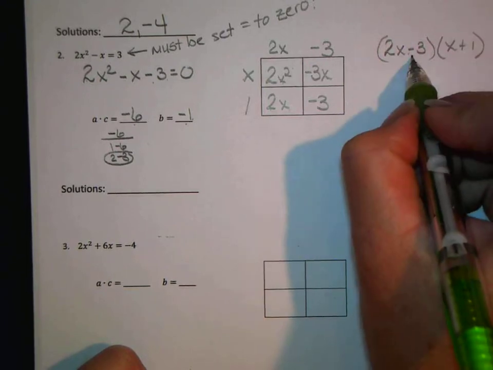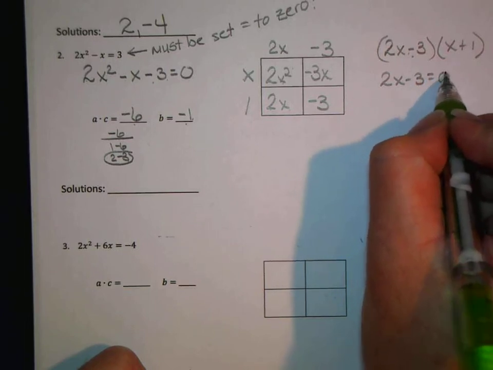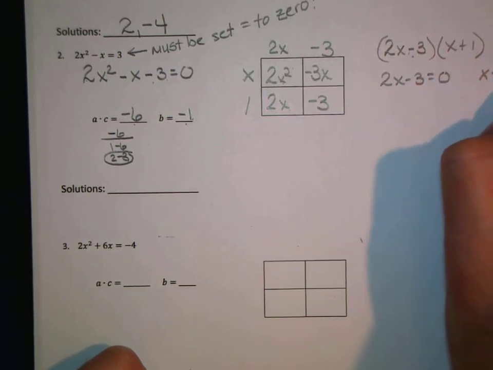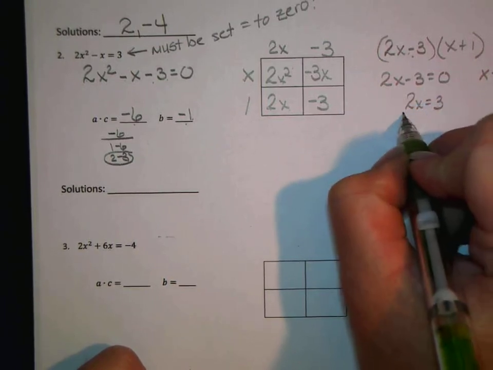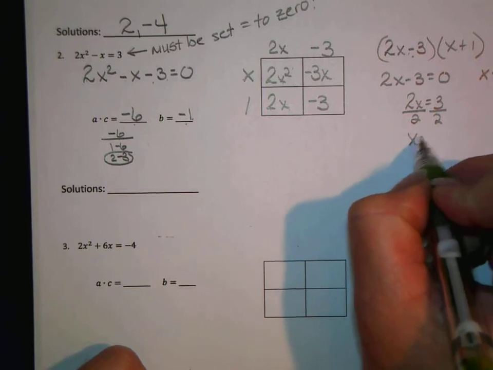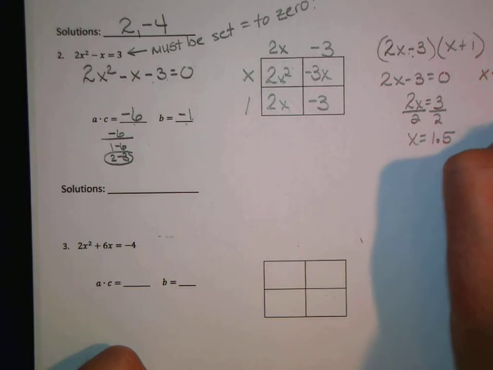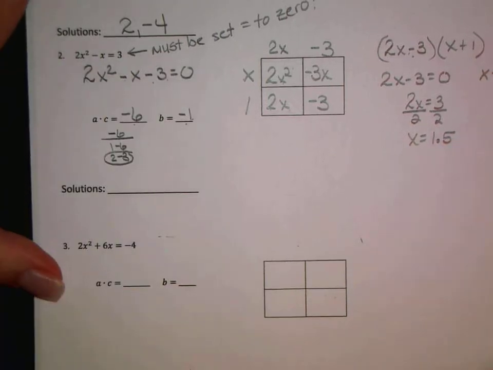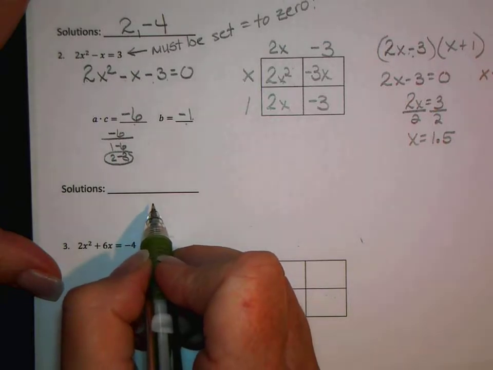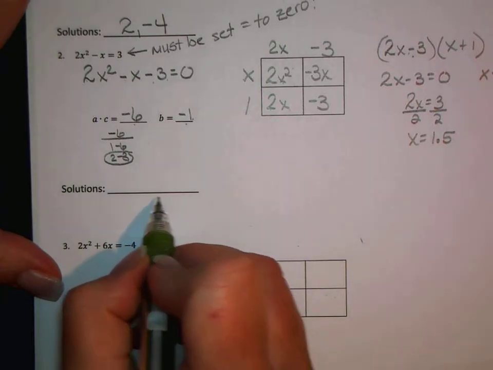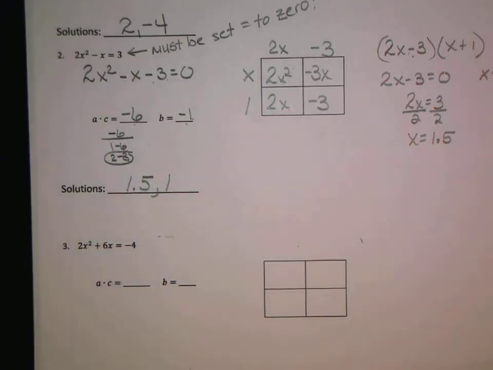Take each set of parentheses and set it equal to 0. So 2x minus 3 equals 0, and x plus 1 equals 0. You're going to add 3, so you have 2x equals 3, and then you're going to divide everything by 2. x is going to equal 3 over 2, or 1.5. Subtract 1, and x is going to equal -1. And you're going to go ahead and put that answer in where it says solution, 1.5 and -1. Okay?